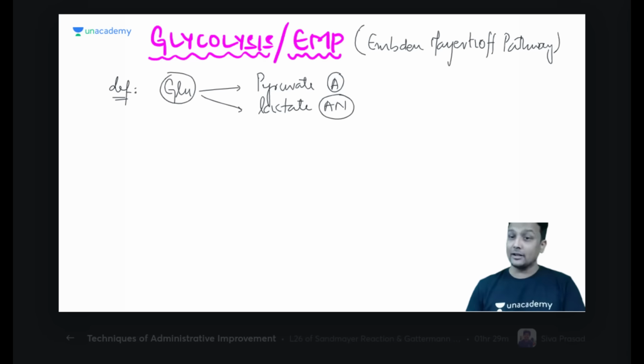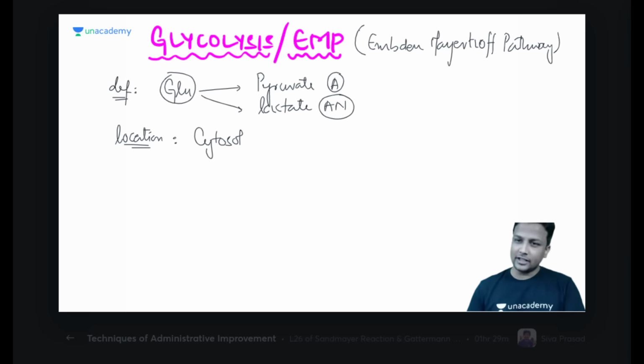Glucose gets converted to pyruvate, the end product of aerobic glycolysis. The end product of anaerobic glycolysis is lactate. Now, what is the second question they can ask you? Where does glycolysis take place? What is the location of glycolysis? Glycolysis takes place in the cytosol.